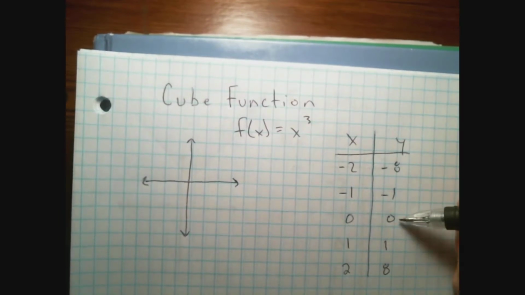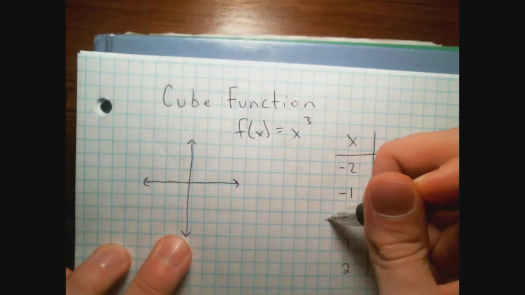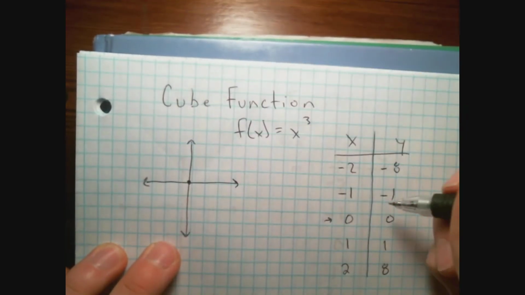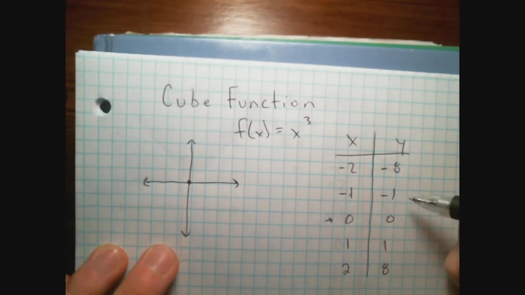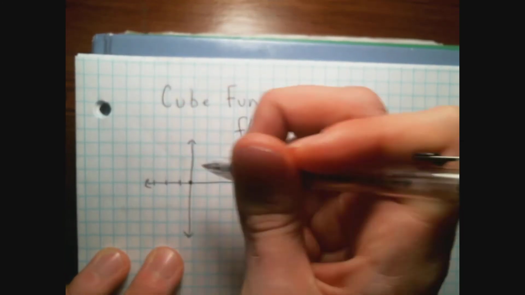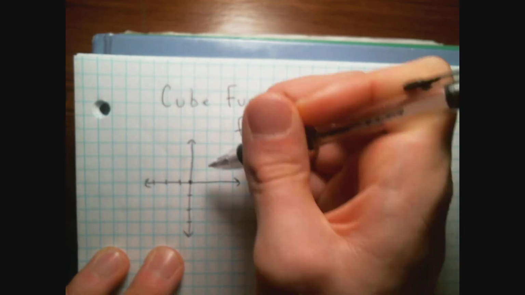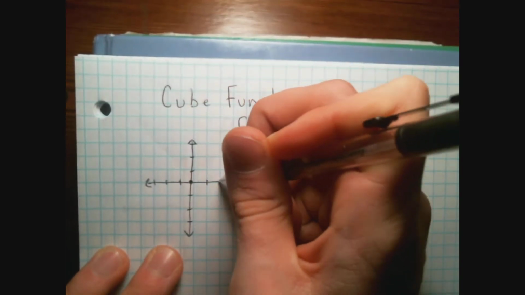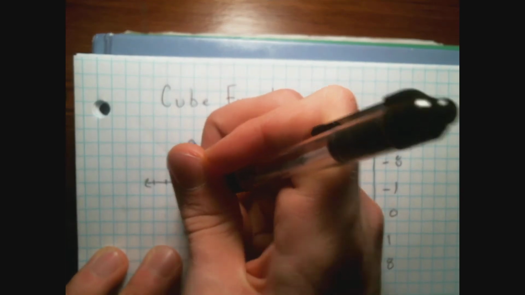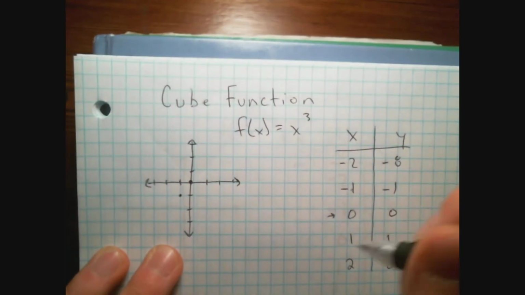So I'm going to start with the middle one at the origin. So that's 0, 0 right there. Then -1, -1. So I'll just call these our points right here. So -1, -1, 1, 1.